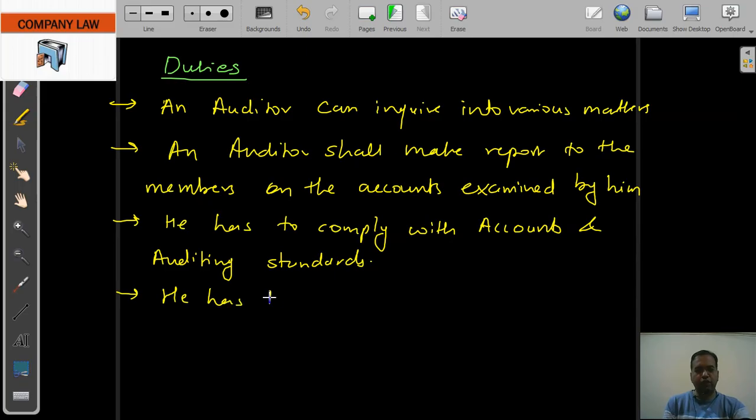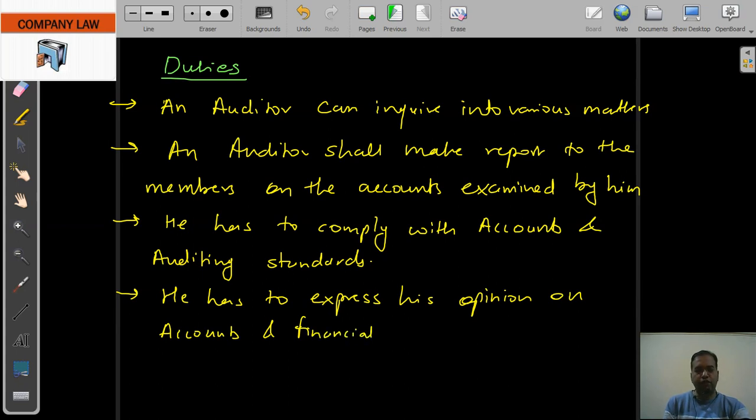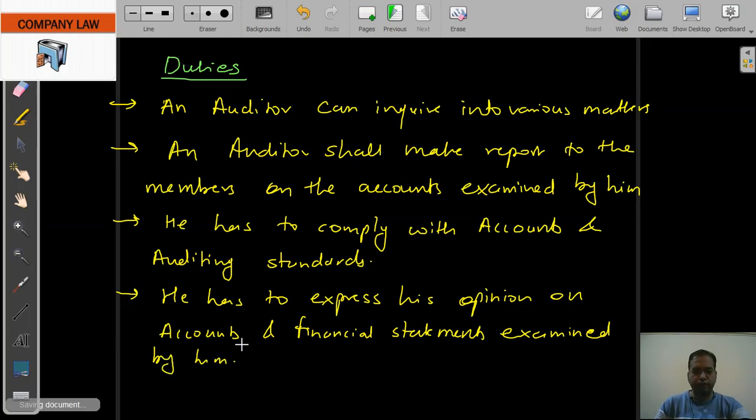He has to express his opinion on accounts and financial statements examined by him. He has to provide the auditor's report.